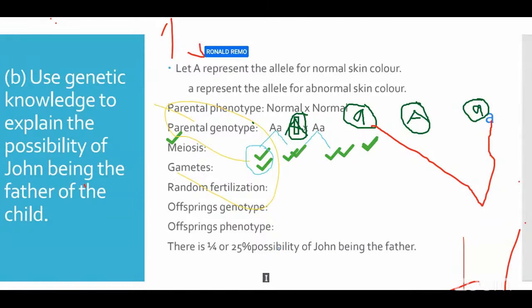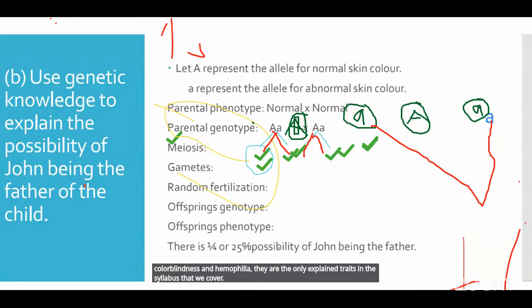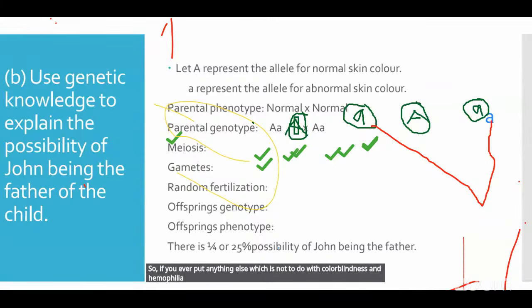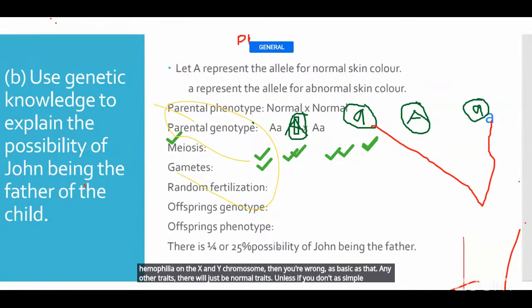I think these letters follow and listen critically, because I've said that color blindness and hemophilia, they are the only sex-linked traits in the syllabus that we cover. So if you ever put anything else which is not to do with color blindness and hemophilia on the X and Y chromosome, then you're wrong. As basic as that. Any other traits, they will just be normal traits. As simple as that.